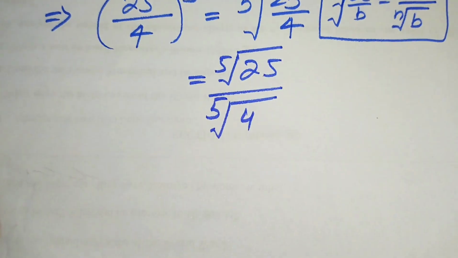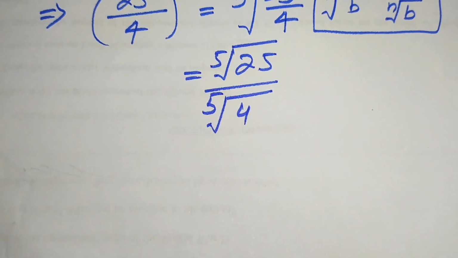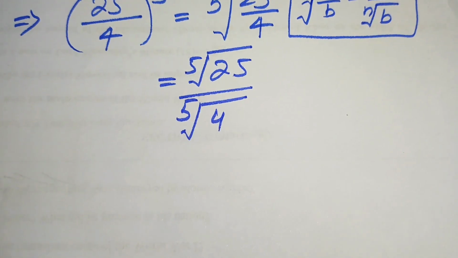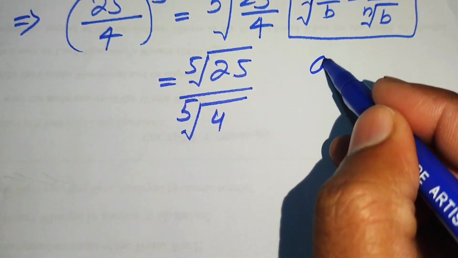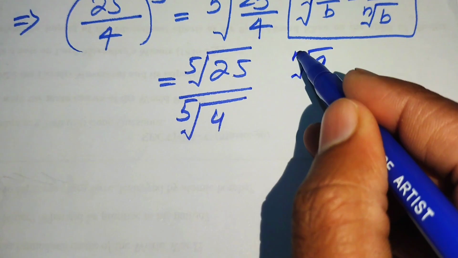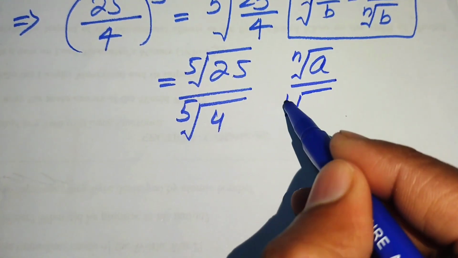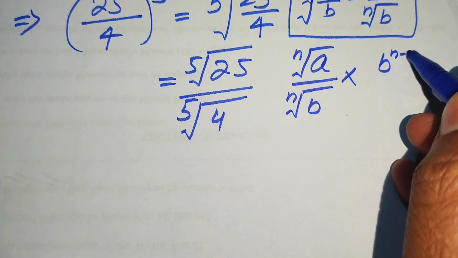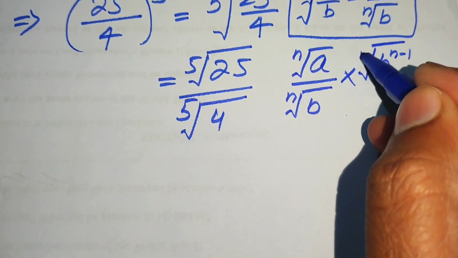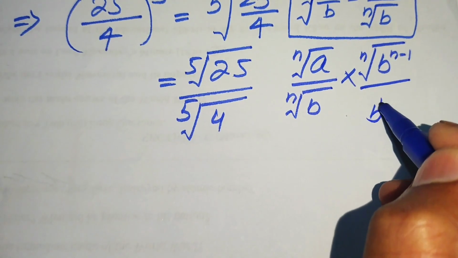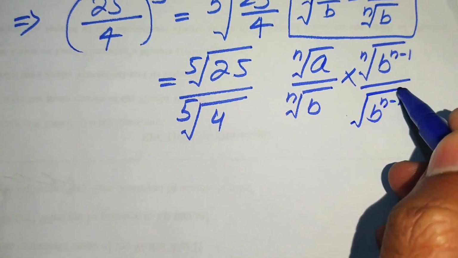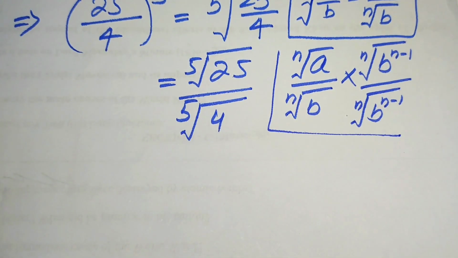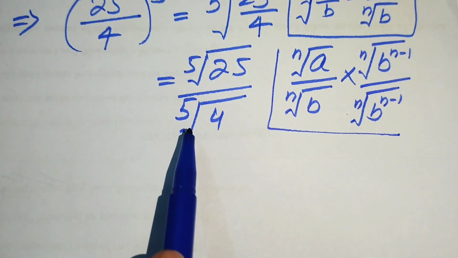Okay, so after that we need another radical law. According to this radical law, if we have the nth root of a divided by the nth root of b, it is multiplied by b to the power of n minus 1 and its nth root, divided by b to the power of n minus 1 and its nth root. So here we apply this nice law on these terms.